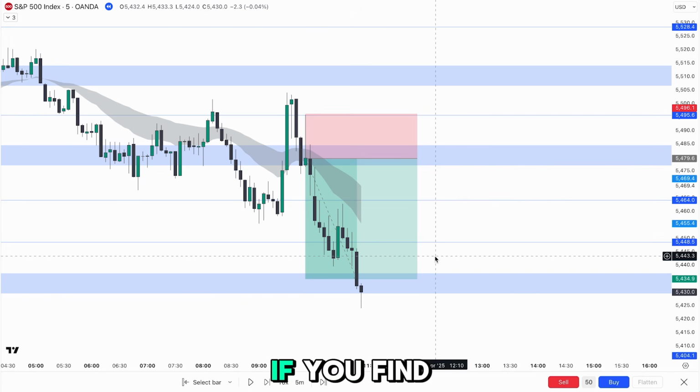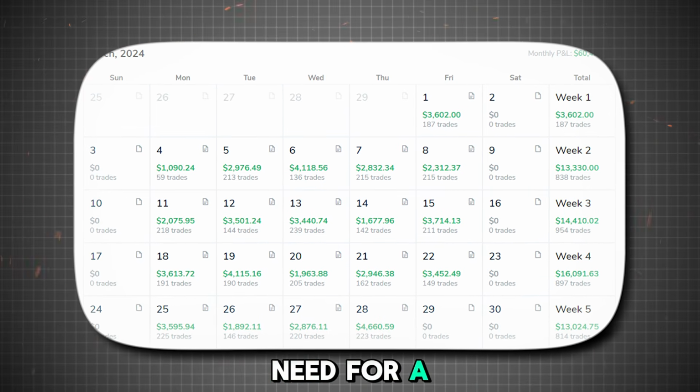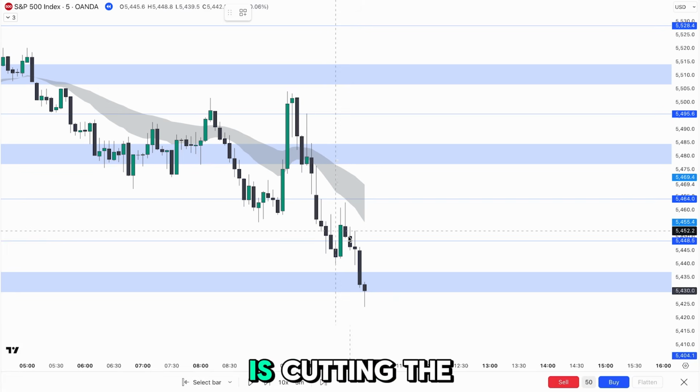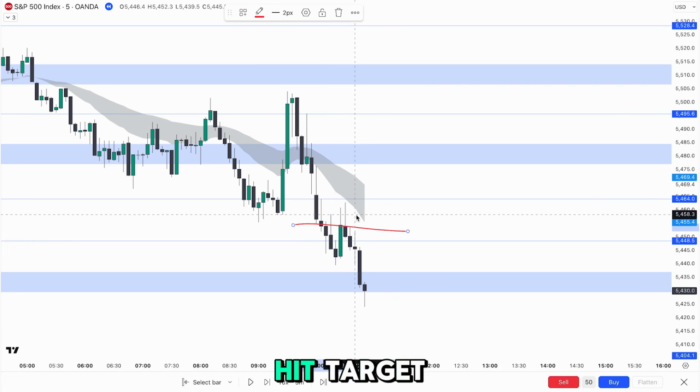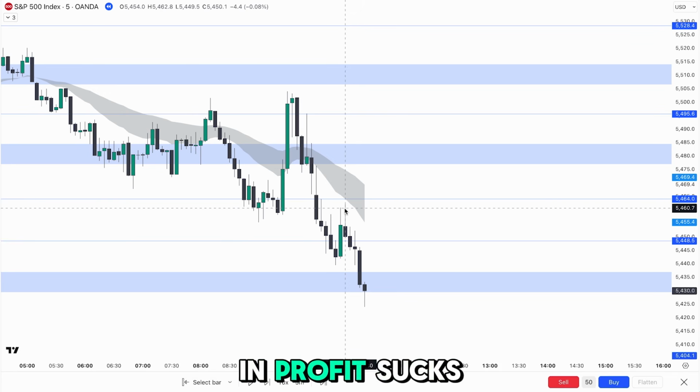And honestly, if you find a few of these trades a week and execute them well, that's all you need for a serious trading career. One of the biggest mistakes I see people make with this method is cutting the trade early, not letting it hit target. And I get it. Watching the price reverse on you when you were in profit sucks.